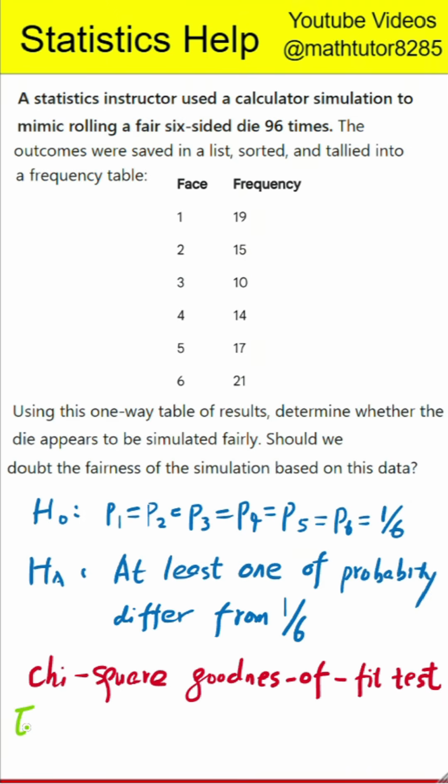Step 3. Find the expected counts. Since the die is assumed to be fair under the null hypothesis, we would expect each face to appear equally often. So, we take 1 divided by 6 and multiply it by 96. That gives us 16 as the expected count for each face.